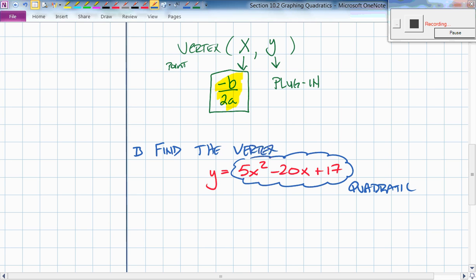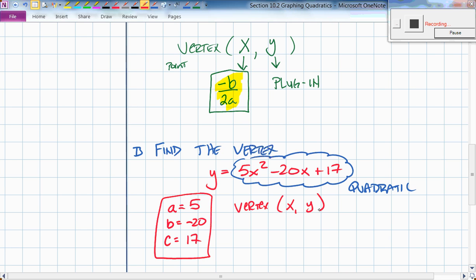Okay, good. What's the value of a in this particular case? 5. Very good. What's the value of b? Negative 20. What's the value of c? 17, right? Now, of those 3 pieces of information, what are the 2 that we need to find the vertex? We need a and b. Good. So remember, our vertex has to be an x and a y coordinate. So to find the x part, what do we do? We take negative b over 2a. Good. So I'm going to take negative 20 all over 2 times a, which is 5.